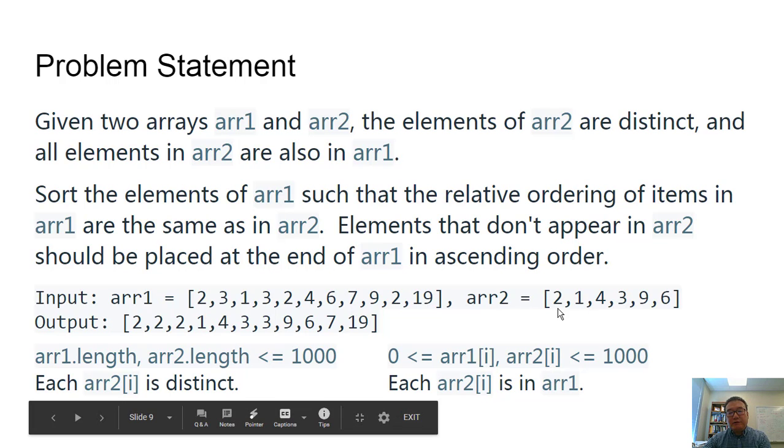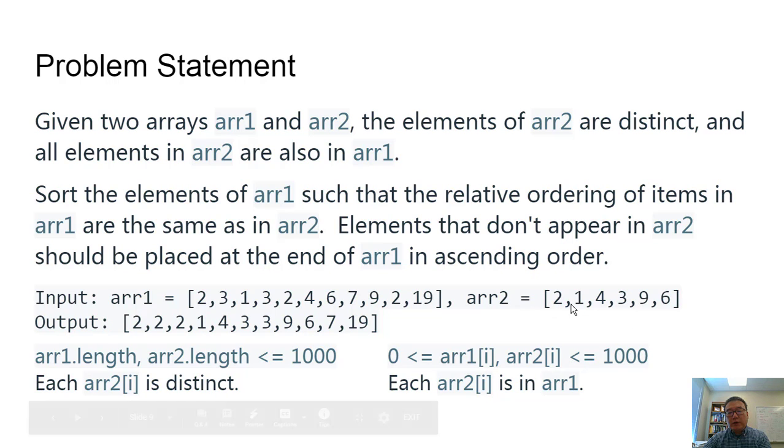Similarly for this problem, we have the elements in array 2 in this order, and there doesn't seem to be any good way to encode this ordering in any other format. So we just work with array 2 for the ordering of these elements. That means we'll just go through these elements one by one. If we go through the elements in array 2 one by one and try to generate the output, then when we look at 2, we know 2 should go at the beginning, but what we need to know is how many times 2 appears in array 1. So we need to count how many times 2 appears, how many times 1 appears.